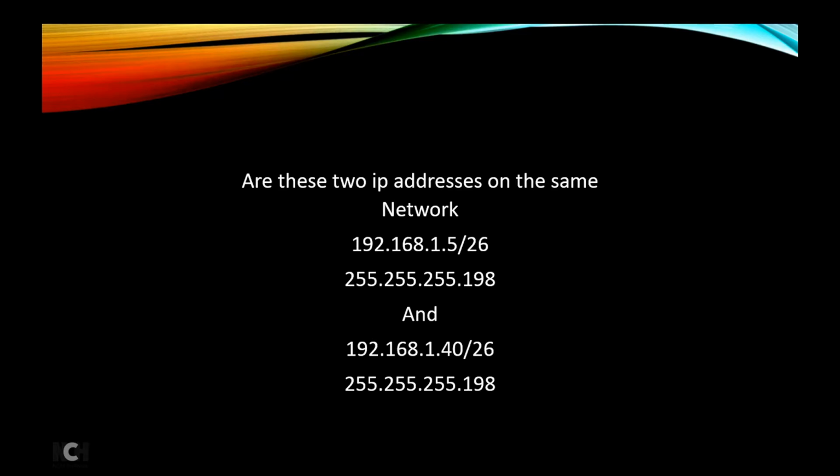Are these two IP addresses on the same network? 192.168.1.5 with a slash of 26, and a subnet mask of 255.255.255.198, and a destination IP address of 192.168.1.40 with a slash of 26, and a subnet mask of 255.255.255.198.